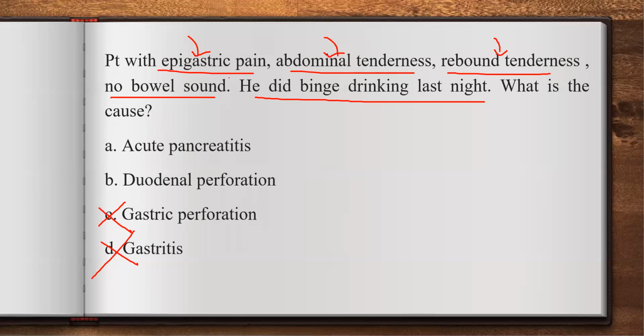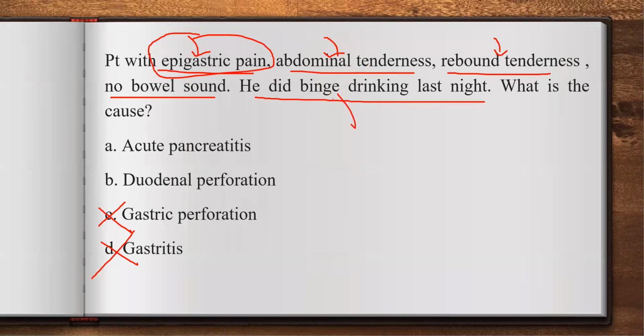Okay, so in this case, the patient only has epigastric pain, and this one has abdominal tenderness. We need to know whether it is epigastric tenderness or the whole abdomen is tender. Is the tenderness only in the epigastric region, or is there rebound tenderness all over the abdomen? That is very important to know because that will help us to differentiate between pancreatitis and duodenal perforation.